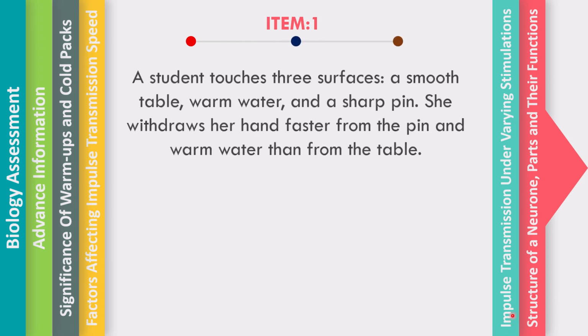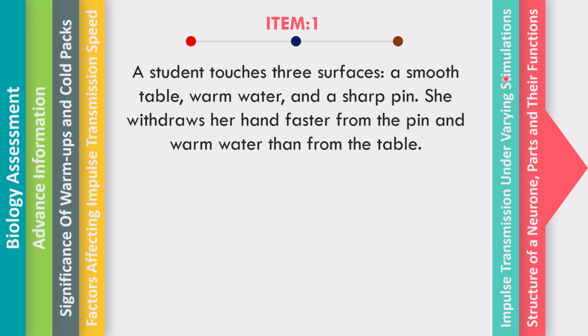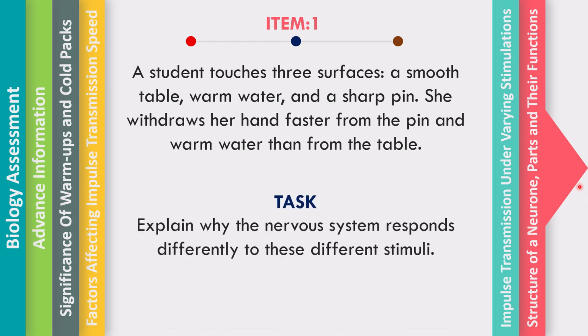Now let us look at impulse transmission and varying stimulation. Item 1. A student touches 3 surfaces: a smooth table, warm water, and a sharp pin. She withdraws her hand faster from the pin and warm water than from the table. Task: explain why the nervous system responds differently to these different stimuli.